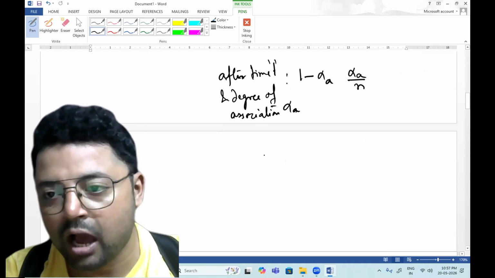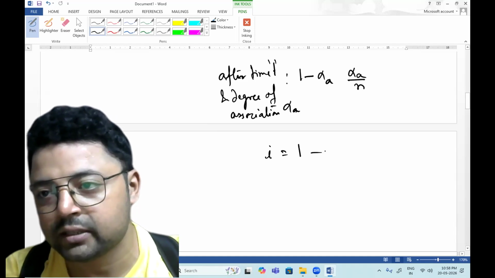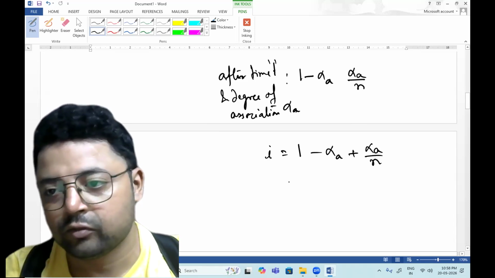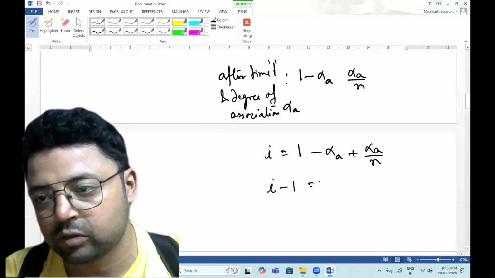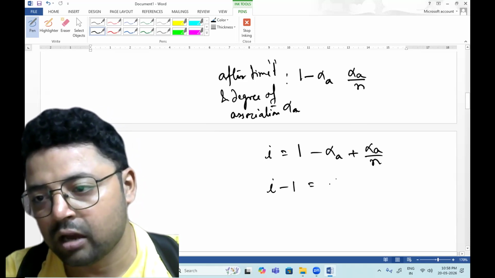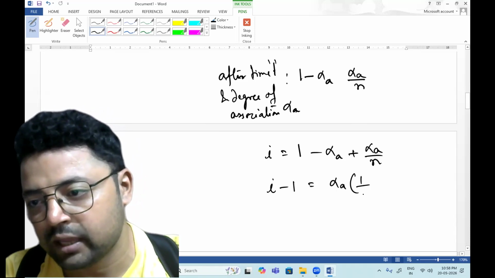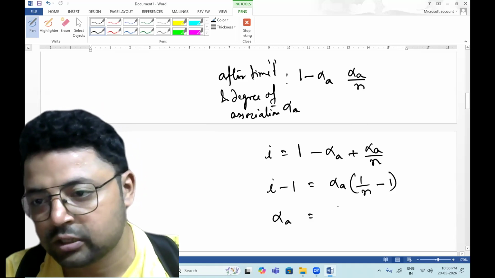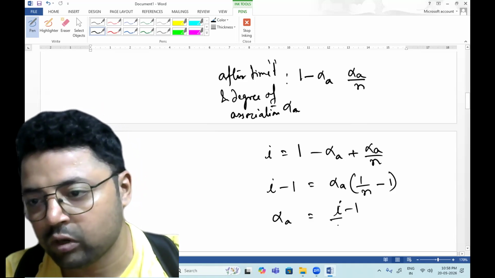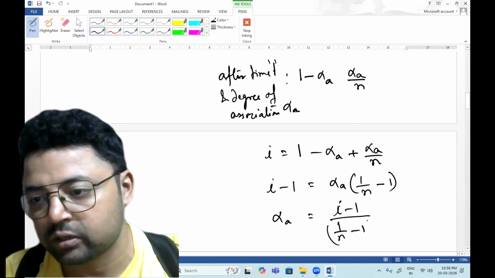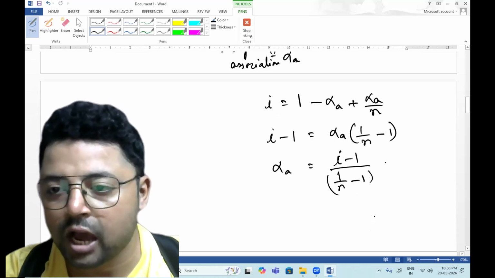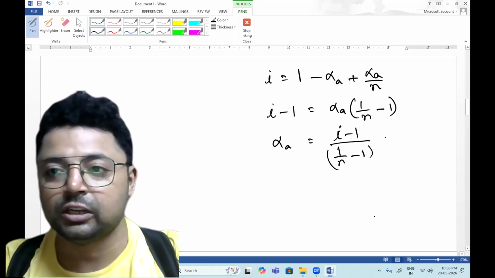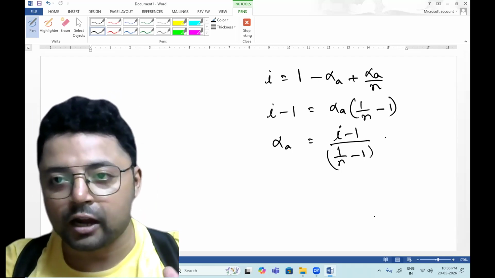Next, the same thing, I is equal to 1 minus alpha A plus alpha A over N. From here you will take 1 I minus 1. From here you can take alpha A common and you will get 1 by N minus 1. So alpha A, or degree of association, is I minus 1 over 1 by N minus 1. Understood? So this is how we will get the value of alpha A, or degree of association, for any solutes which are undergoing association.